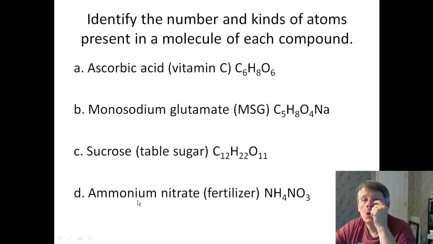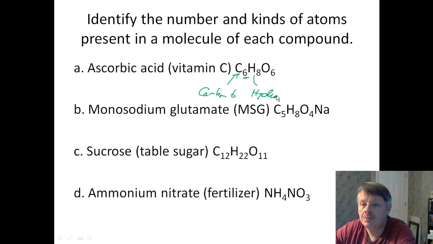Alright, so identify the number and kinds of atoms present in a molecule of each compound. Now we're going back to stuff that you would have had in 8th grade science, and frankly probably before that, but let's just look at this really quickly just to make sure that you're familiar with it. We have carbon, and we have 6 of them. That's what the 6 means. And here we have hydrogen, and we have 8 of them.